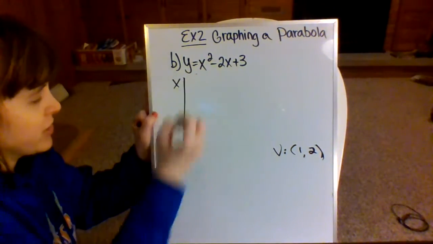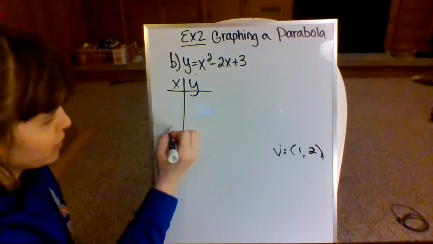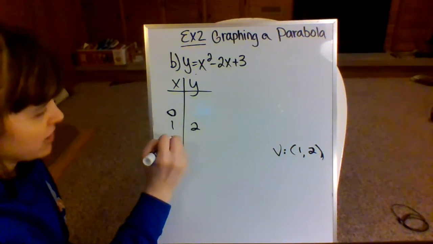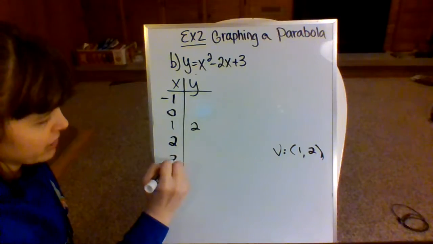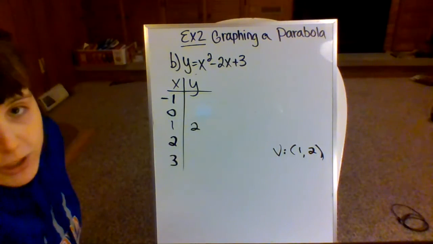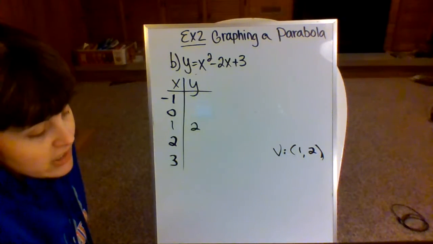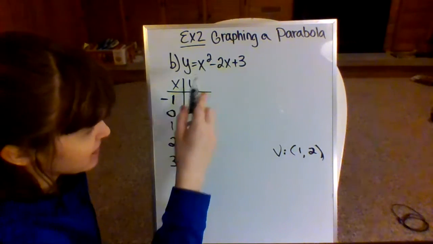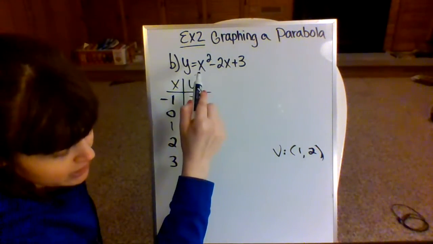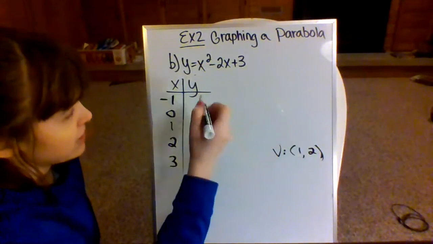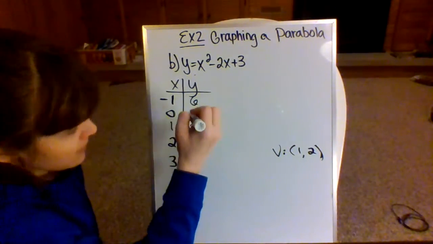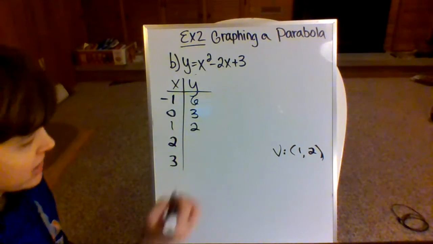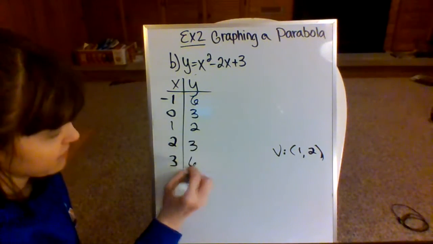Okay, so like I said before, you want your vertex to be at the middle of this table, so we'll put 1, 2 right there. On either side of this, we've got 0 and 2, and then negative 1 and 3. Okay, so we're going to plug in those values to get our points for our graph. You would have to plug these in individually into this equation to get what y equals. You can check that math out on your notes. For now, I'm just going to write the values. So we have negative 1, 6, 0, 3, 1, 2 is our vertex, 2, 3, and 3, 6.